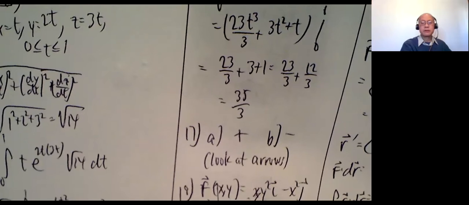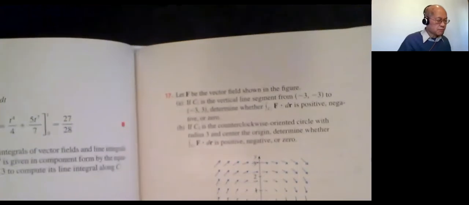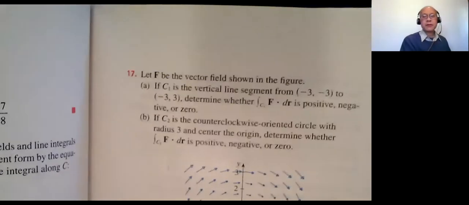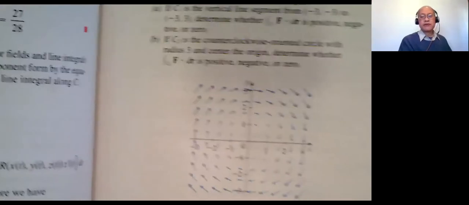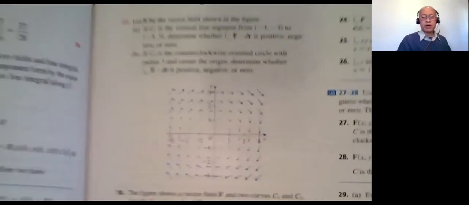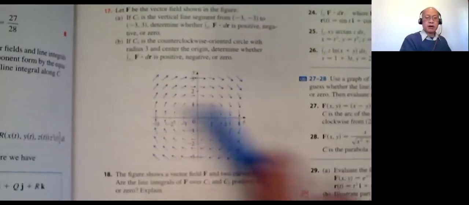Okay. All right, 17 just asks you to look at the picture. Let F be the vector field shown in the figure. So here's a vector field, like in section 1, right? So it's spinning around a circle. That would be a clockwise direction, I guess.